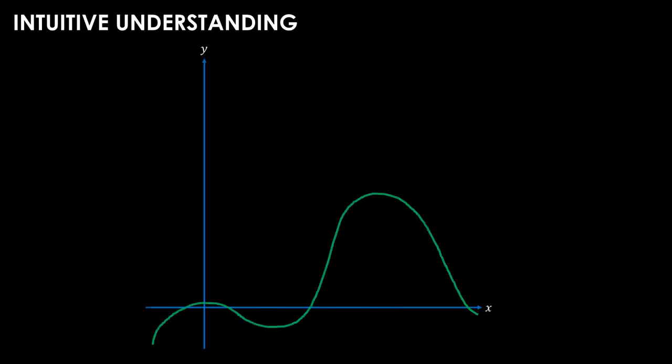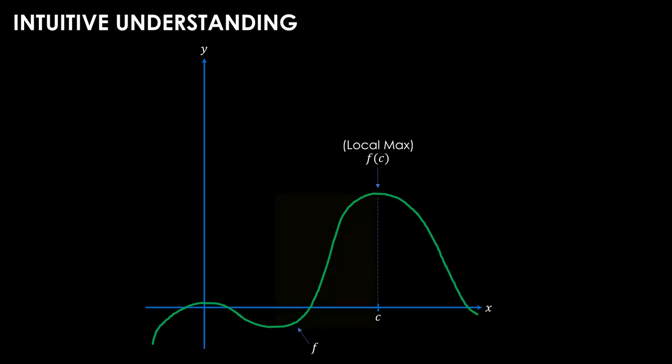Let's get an intuitive understanding for exactly what Fermat's theorem is saying. I'm going to draw a random graph f, and there will be a local maximum at a point called c. If we look at the left-hand side of the function, at the x values close to c, we'll see that the function is increasing, which means that the gradient must be positive, and that if I were to take the derivative of any points along this segment, they must be greater than 0.